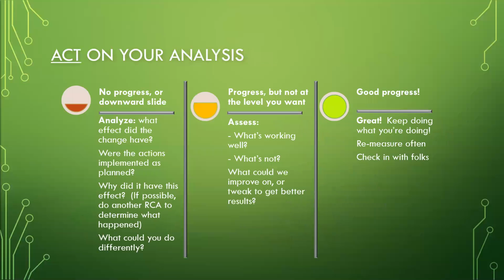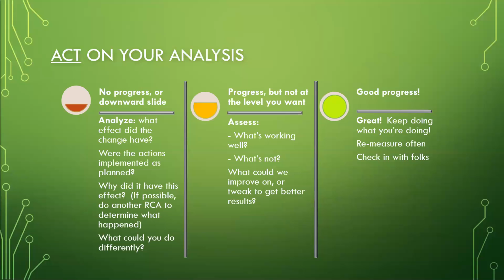Now we get to the ACT piece. So this is really where you figure out how well you're doing. Were you seeing any progress? And if there's no progress, or conversely, a downward slide of where you wanted to go, ask yourself, what effect did our solution have? Did it have the opposite effect? What were the actions that were actually implemented? Was the action plan we decided upon actually carried out? Sometimes a step is missed, and that could be the reason why you're seeing no progress or a downward slide.